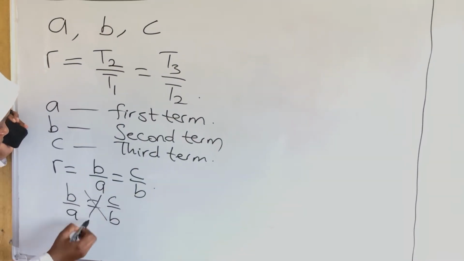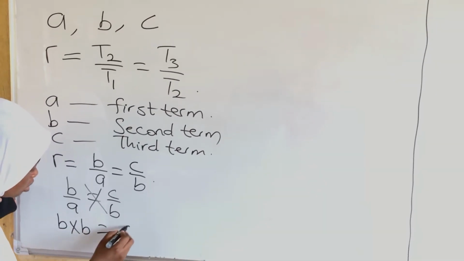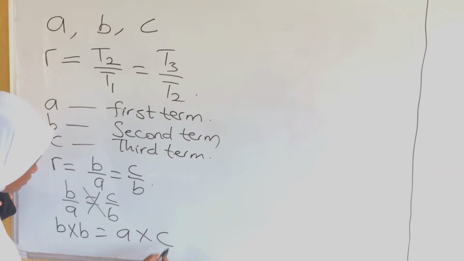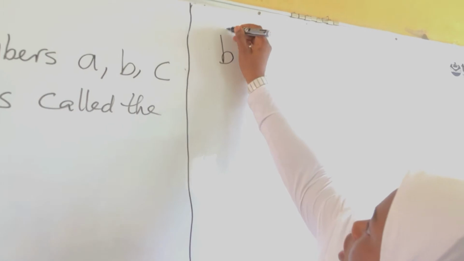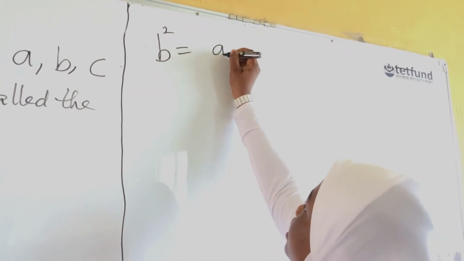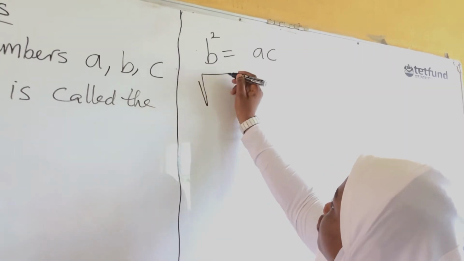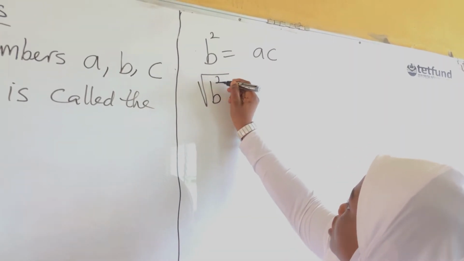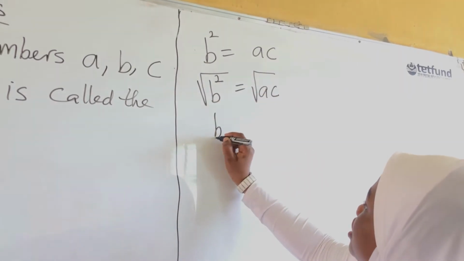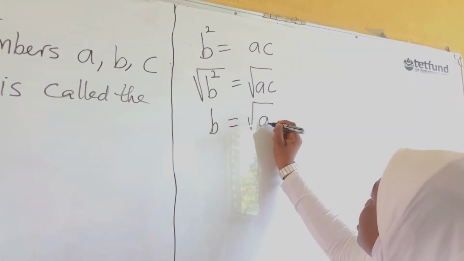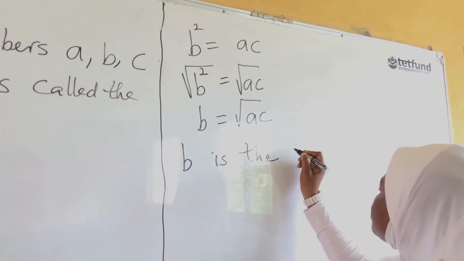Cross multiplying gives B multiplied by B is equal to A multiplied by C. So it gives B squared is equal to AC. Taking the square root of both sides, we have the square root of B squared is equal to the square root of AC. So B is equal to the square root of AC. So this B is the geometric mean.